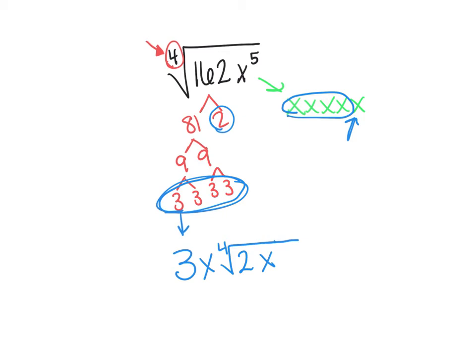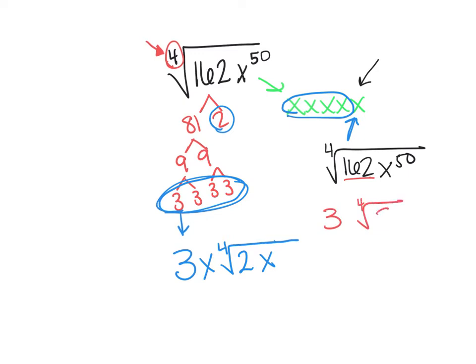Factor trees are great, but I would not want to sit here and list out all of the x's if this was x to the 50th instead of x to the 5th. Let's think about what that would look like. So the 162 wouldn't change. This would still be 3 with a leftover 2 underneath. But I'm not going to sit here and list out 50 x's.